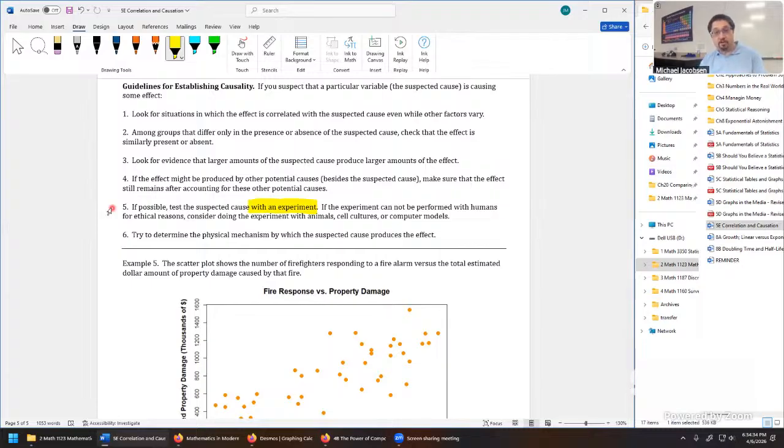Eventually, what happened was biology progressed to a point where guideline 6 was possible. Guideline 6 says, try to determine the physical mechanism by which the suspected cause produces an effect. And a biology class talks a little bit about this.